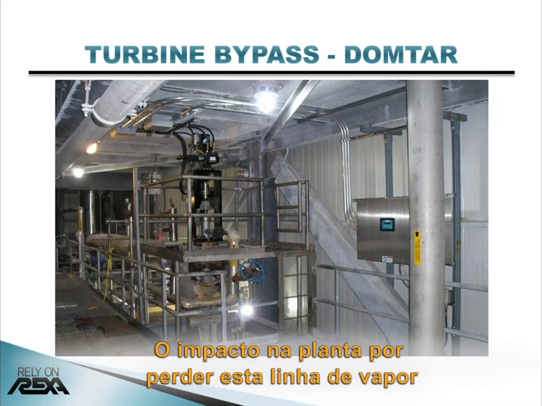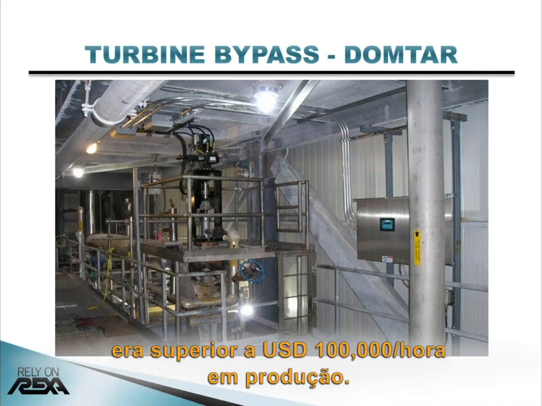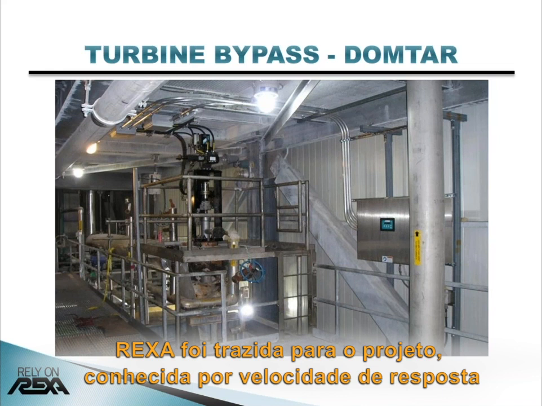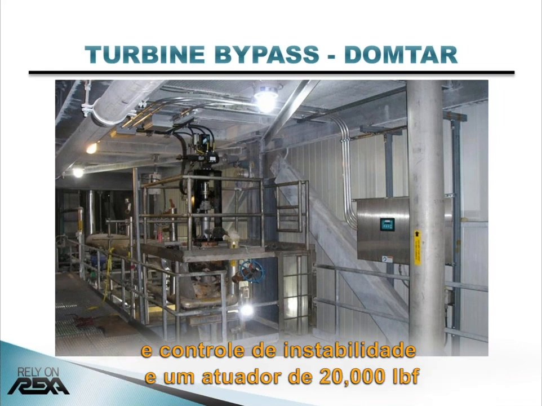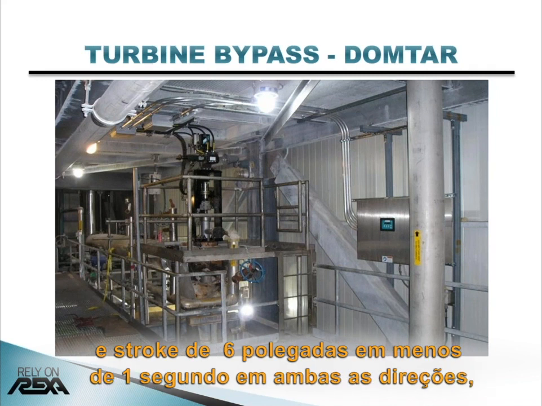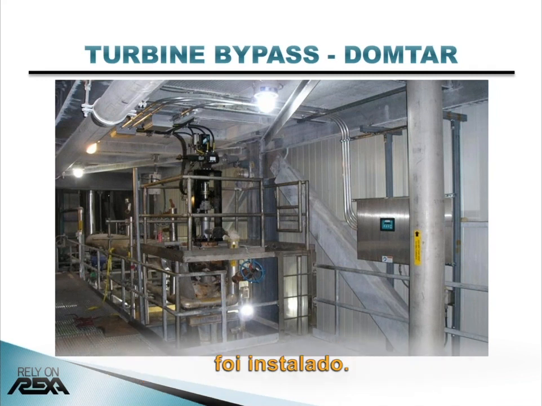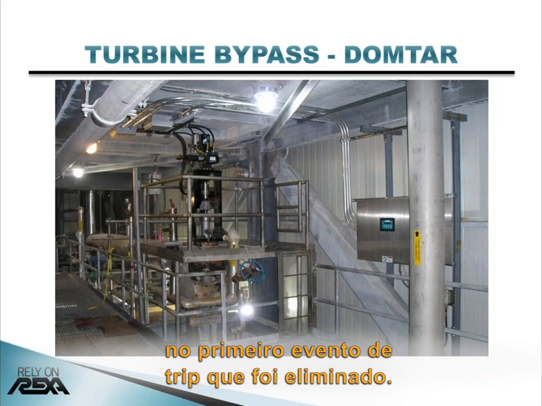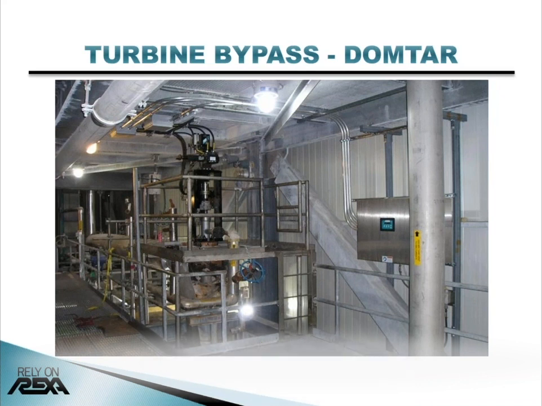The impact to the plant for losing this steam line was greater than $100,000 per hour in production. REXA was brought into the project, known for speed of response and stability and control, and a 20,000-pound REXA actuator was installed with full 6-inch stroke either direction in 1 second. The unit immediately paid for itself 5 times over on the first trip event that was eliminated.